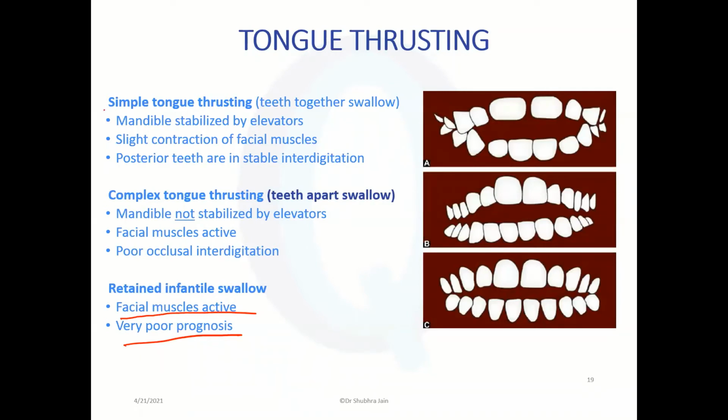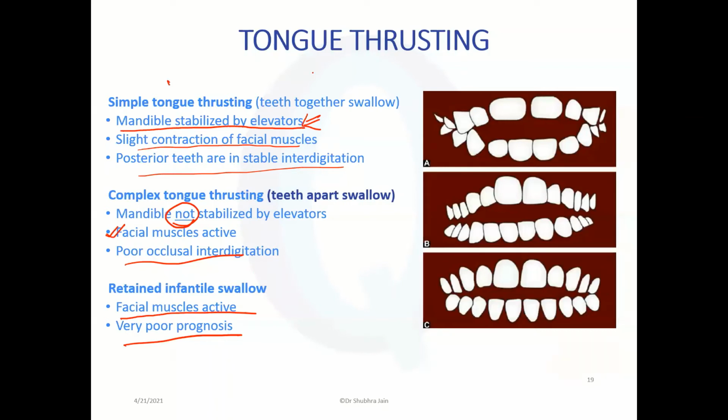Okay, so let's discuss simple tongue thrust and complex tongue thrust. Simple tongue thrust: swallowing is fine, swallowing has no problem. Mandible stabilized by elevators means swallowing is correct. In complex tongue thrust, swallowing is a problem. In that, facial muscles are active and the occlusion is poor. In simple tongue thrust, there is slight contraction of facial muscles, but posterior teeth are in stable interdigitation.